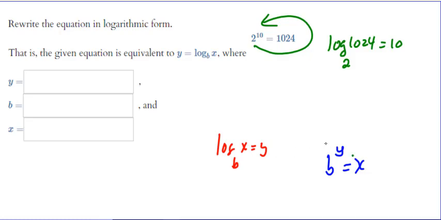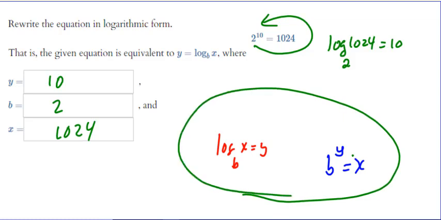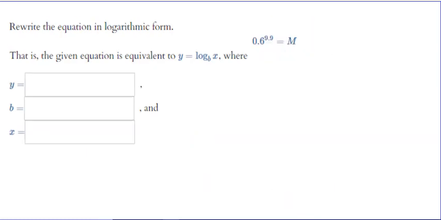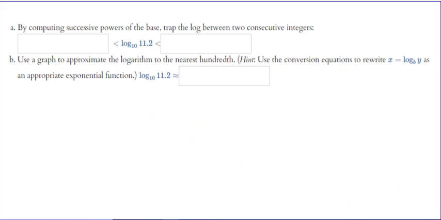Looking at this, the y would be 10, the base would be 2, and the x would be 1024. Okay, so if you use this right here and the backwards C, you'll be okay. It's just converting a log to an exponential, and an exponential to a log. All right, let's see how many more we have.